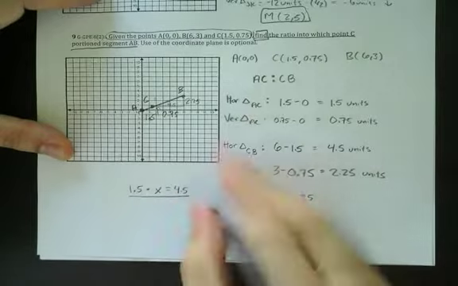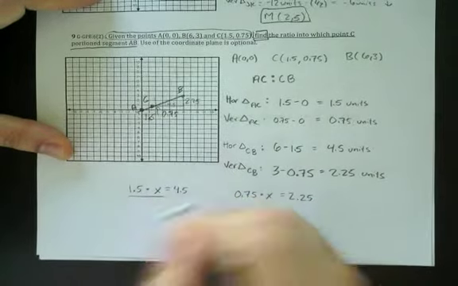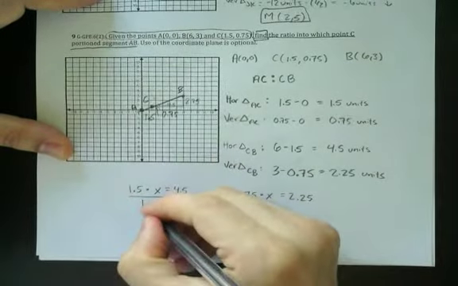So I'm going to divide both sides by 1.5, and that gives me that x is equal to 3. Here, if I divide by 0.75 on both sides, that gives me, once again, x is equal to 3. What this means is that these numbers are 3 times larger than these numbers.